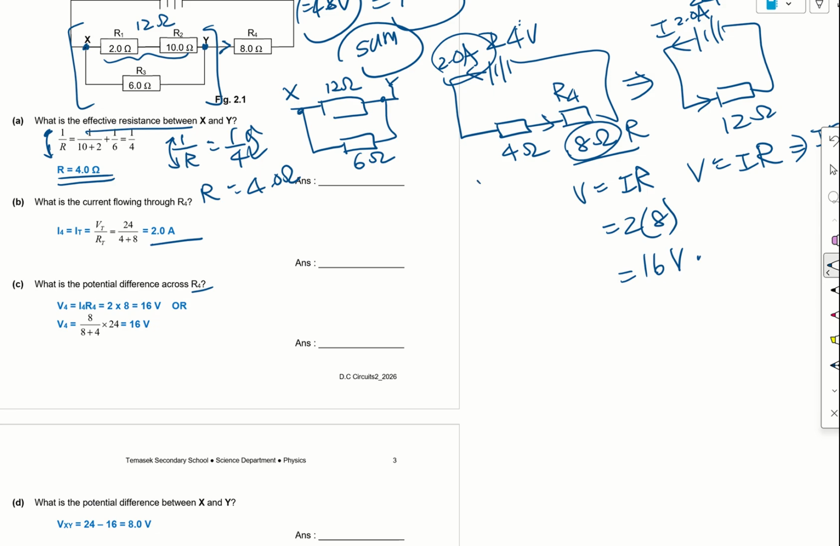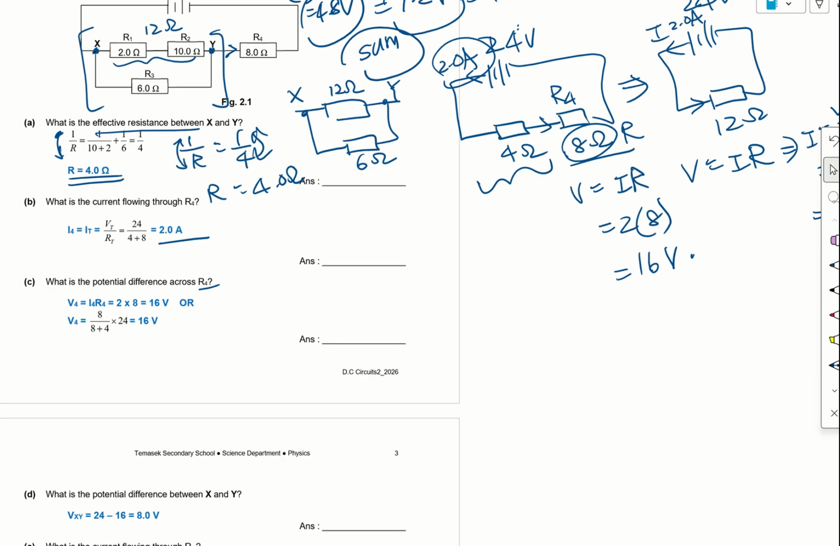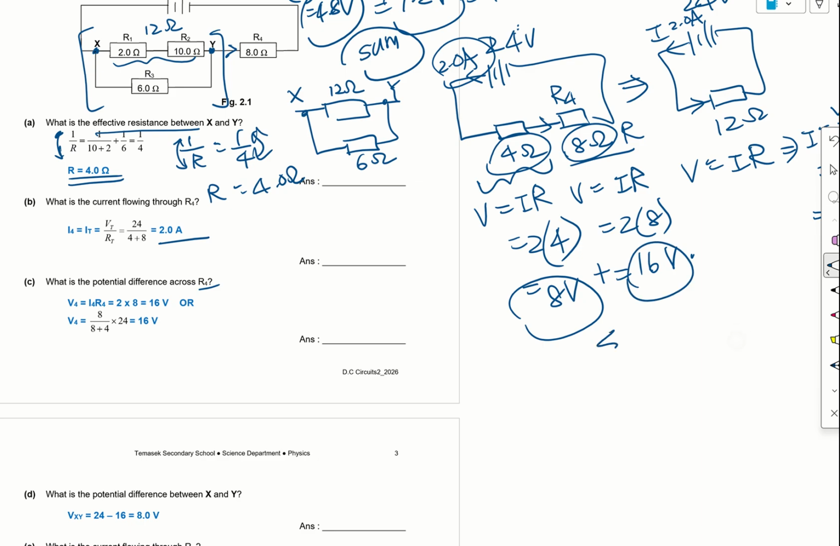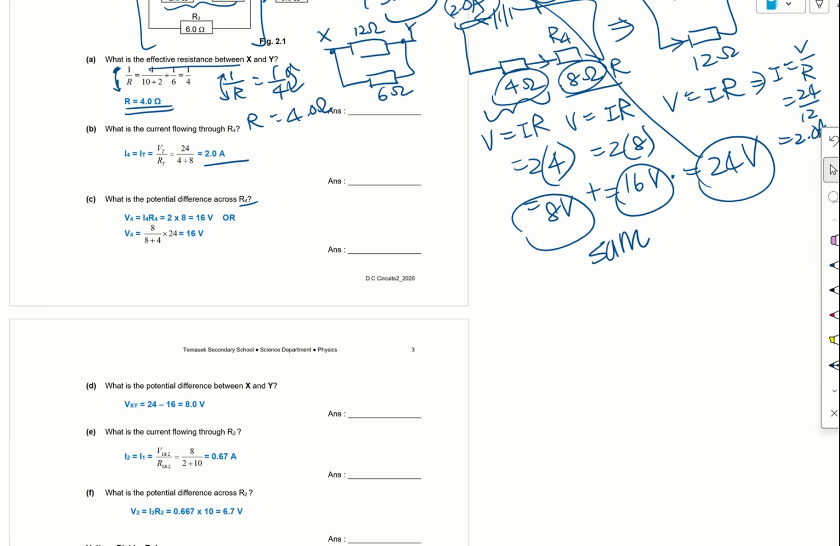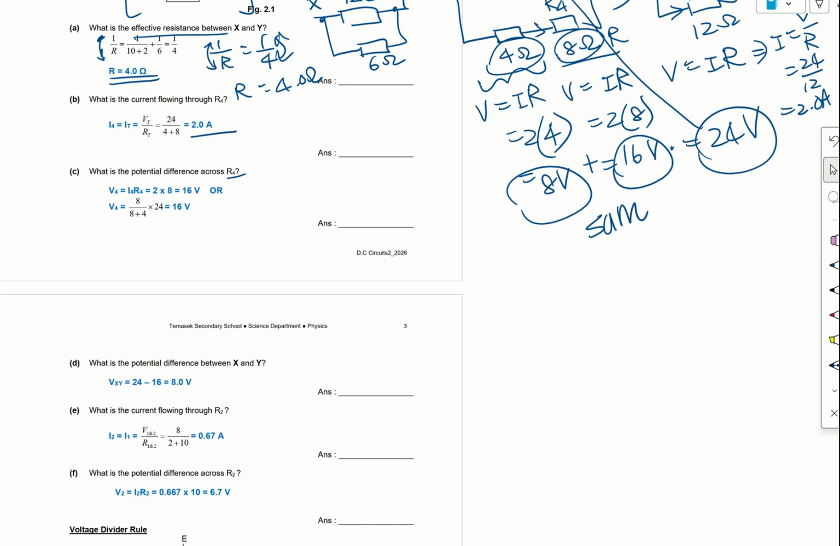Okay, so again, we'd like to check if our answer is valid or not. We can also find the V across this 4 ohm. So using V equals IR, we already know that the current flowing through will be the same in series. Multiplied by 4, we get 8 volts. Now, the two resistors are connected in series. Therefore, if we were to sum up their potential difference, we should get the same 24 volts as the EMF. So this is a way to check in your exam.